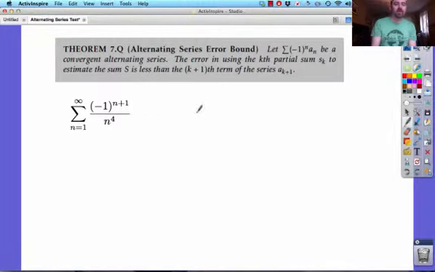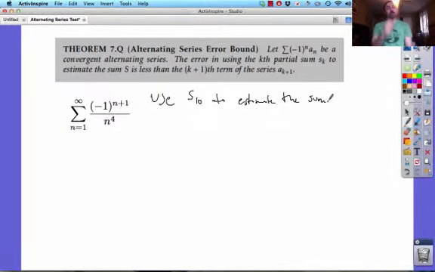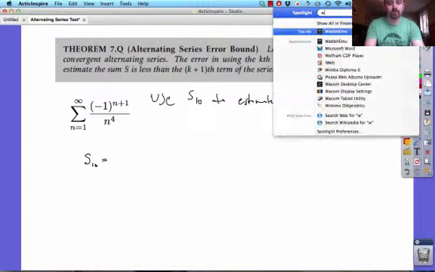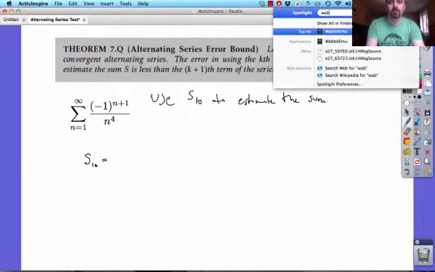So if I want to use s sub 10 to estimate the sum, we can do that with an error bound, which is pretty cool. All right, let's take a look. So what I want to figure out, s sub 10 first of all. And for that, we're going to use the calculator. Oh, that's not what I want.